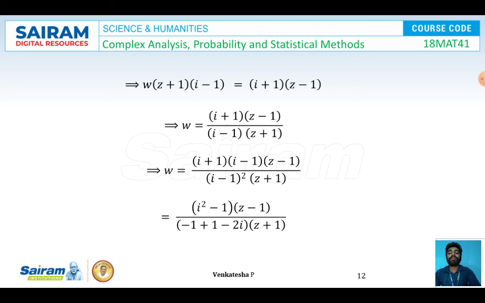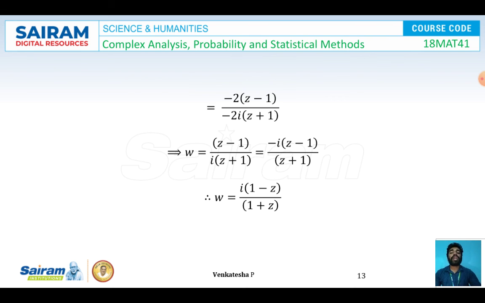So I got the equation w is equal to (i square minus 1) into (z minus 1) divided by (minus 1 plus 1 minus 2i) into (z plus 1). After expanding this equation by using the (a minus b) whole square formula, we got this equation. So now I got w is equal to minus 2 into (z minus 1) by minus 2i (z plus 1). It will become w is equal to (z minus 1) by i into (z plus 1) by cancelling minus 2 here.